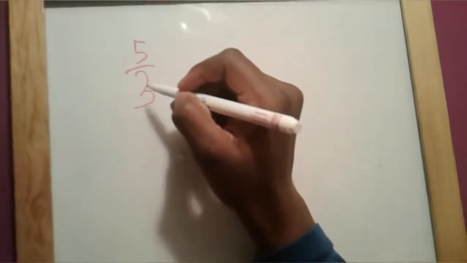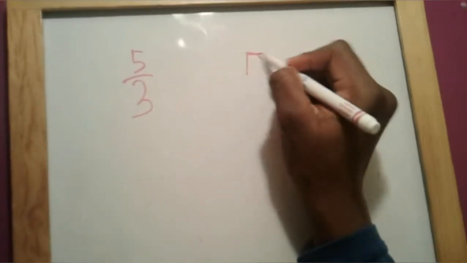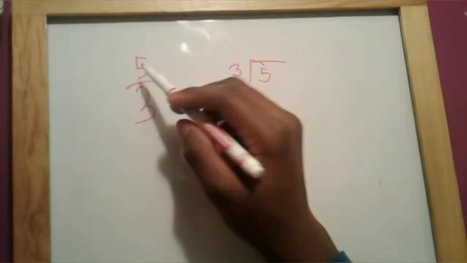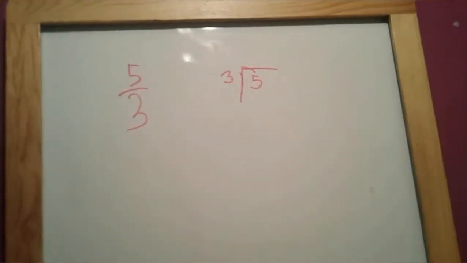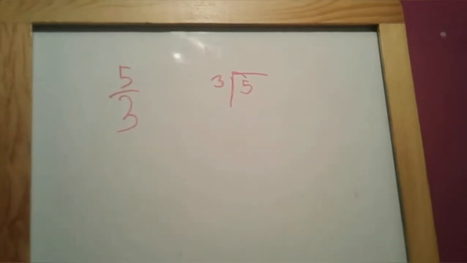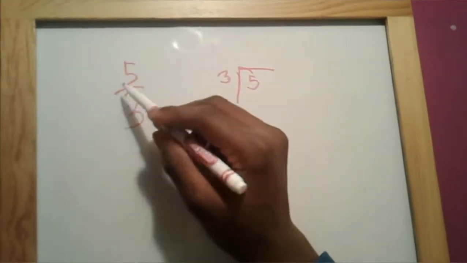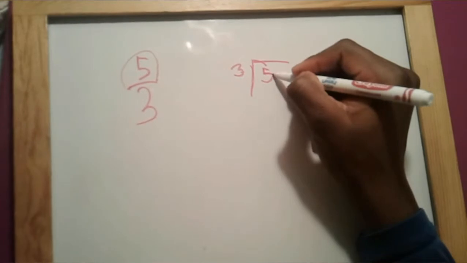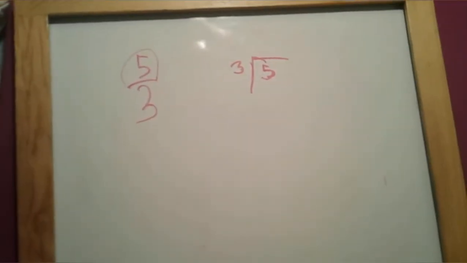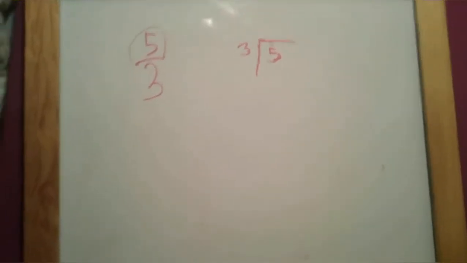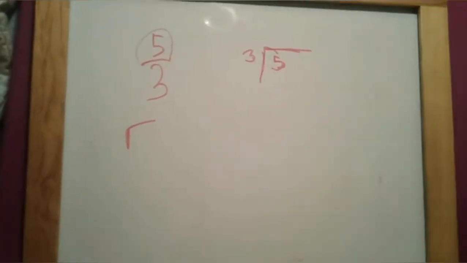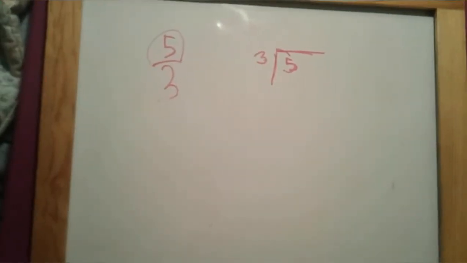So we are going to divide this. The 3 must go here and the 5 must go here. The upper number, we are going to use long division. If you don't know what long division is, the number that's being divided, the top number, must go on the right, and the number that is dividing it must go on the left. If you know it, it's okay. So just keep it and go to the next part.